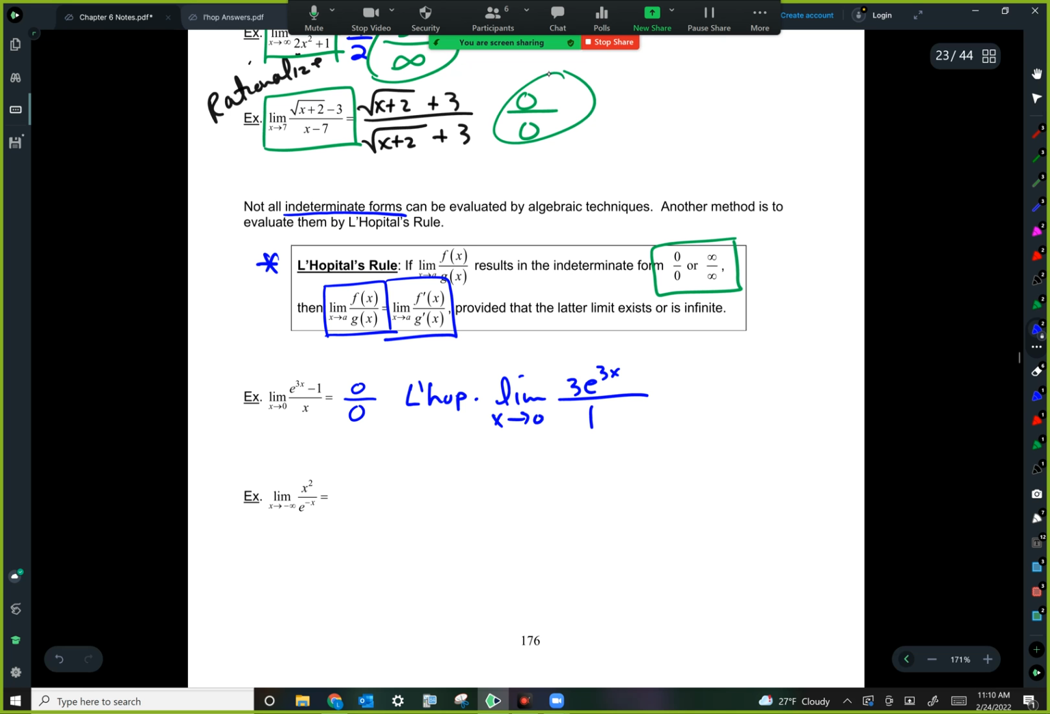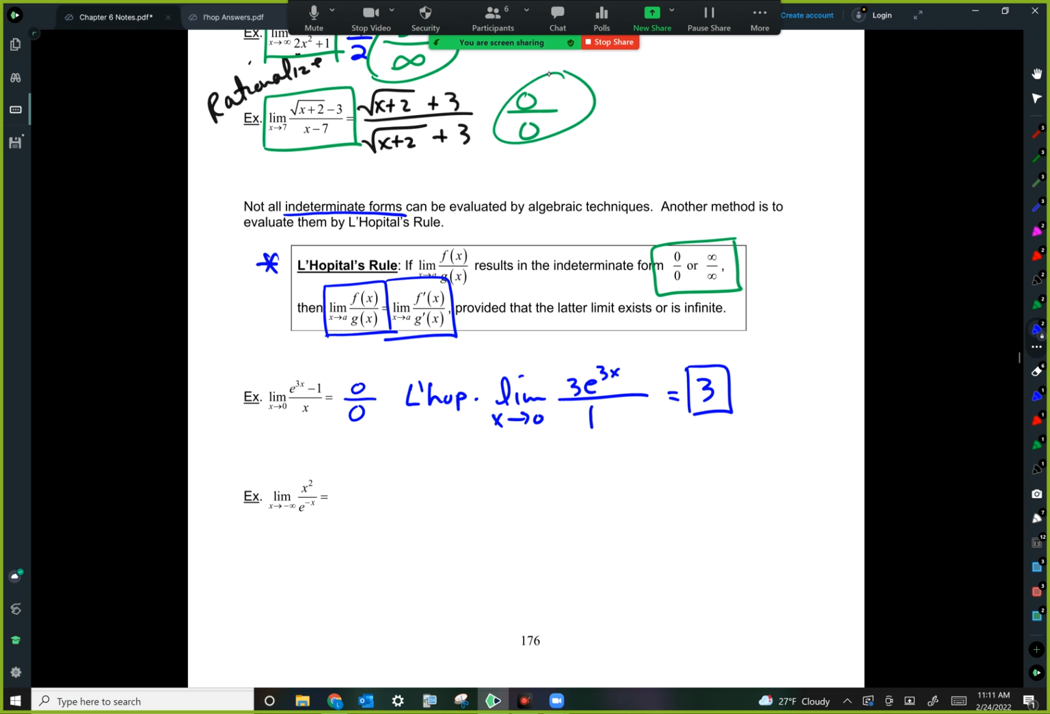Okay, so hold that thought. Do you see what I did? I just took the derivative of the numerator and the denominator separately. Now, can I substitute in 0? Yeah. I can substitute in 0 to the top. Then I'm going to have 3 times e to the 0, so just 3. And since there's no x's on the bottom, there's nothing to substitute, so my answer is just 3.